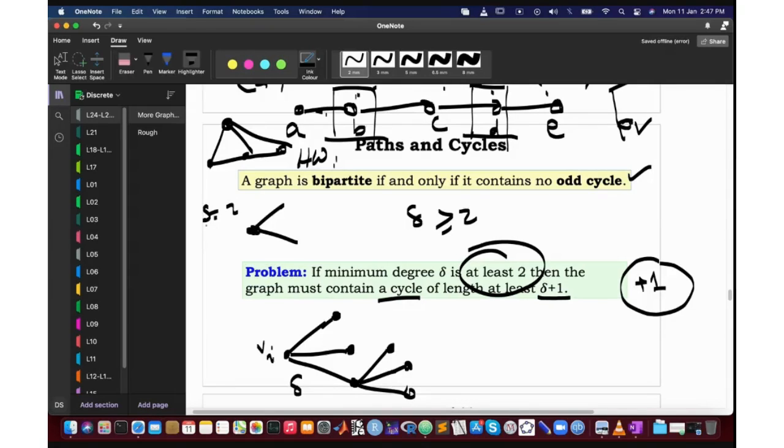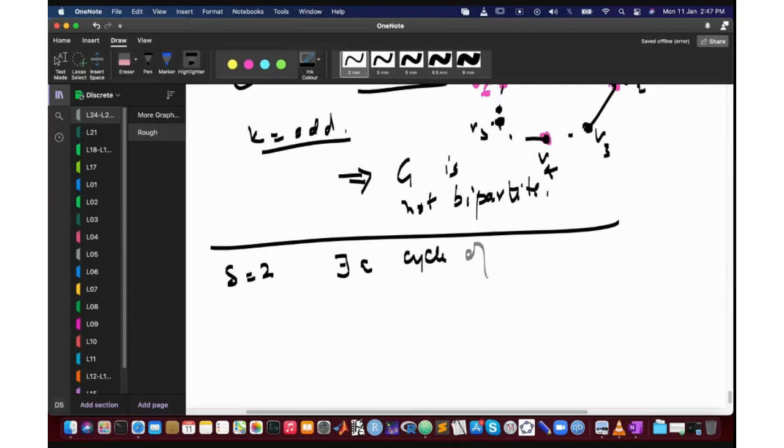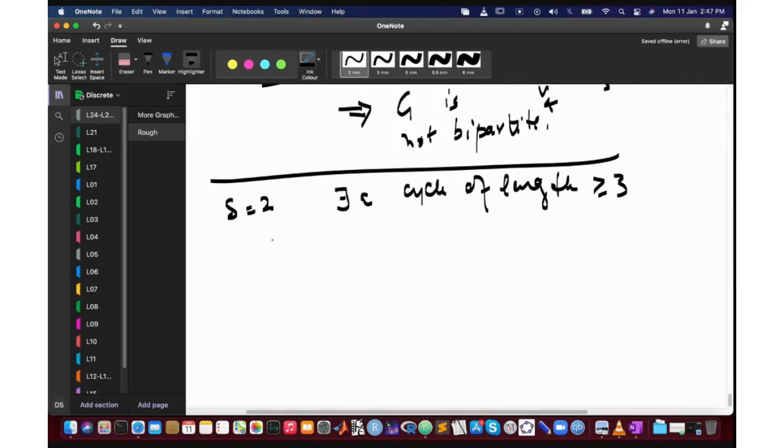Actually, let's just do this case. Here's the case, quite simple: delta is equal to 2, and you need to show that there exists a cycle of length at least 3. Sir, I have a solution. Who is it? Okay, tell me.